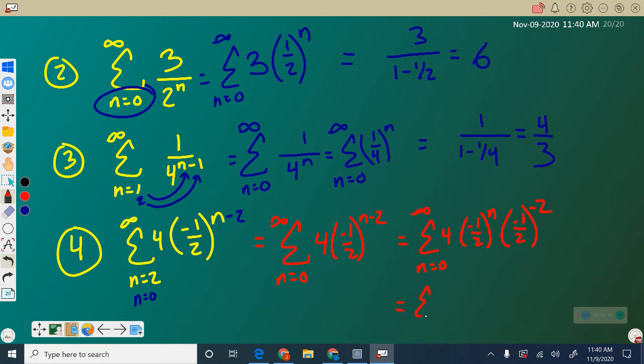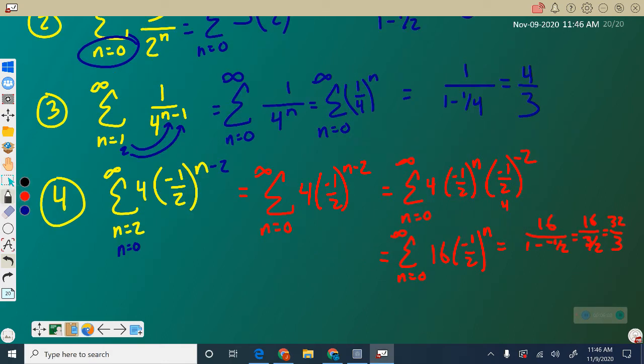So if I can keep simplifying that, I'm going to get it closer and closer into this geometric series format. So this negative 1/2 to the negative 2nd power is going to become negative 2 to the positive 2 power. So that would become just 4. So this value right here is 4. So I have now 16 times negative 1/2 to the n, which now I can use the formula 16 over 1 minus negative 1/2. So 16 over 3/2, which should mean 32 over 3 is my answer.